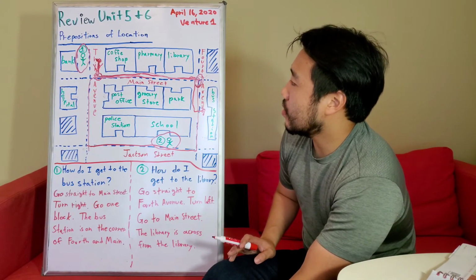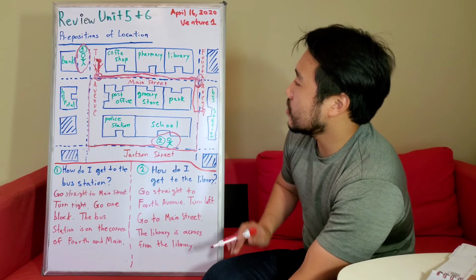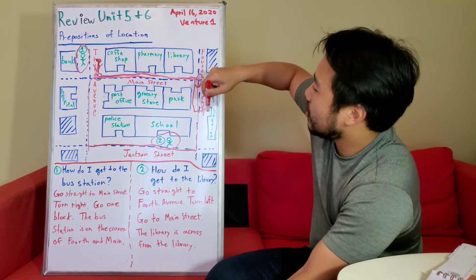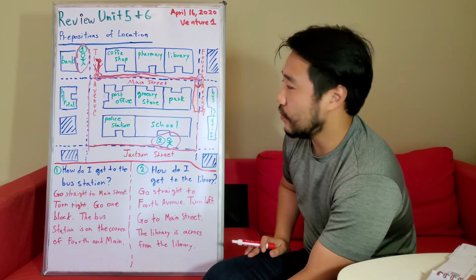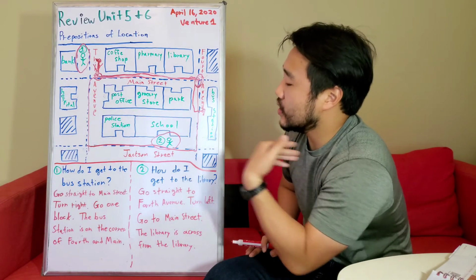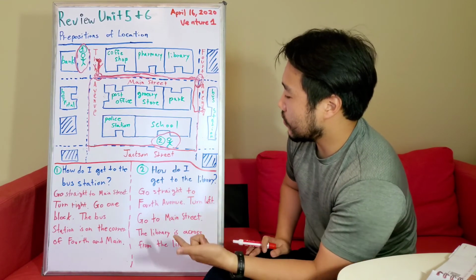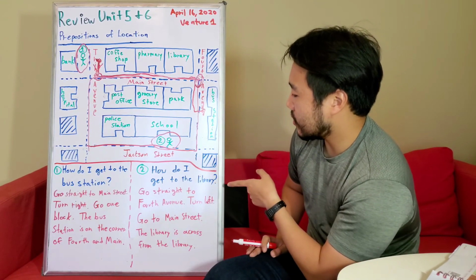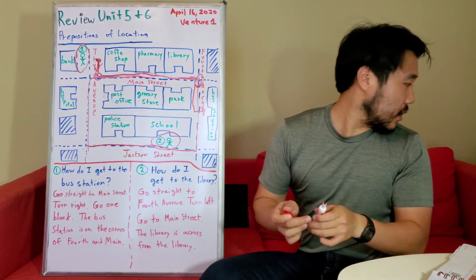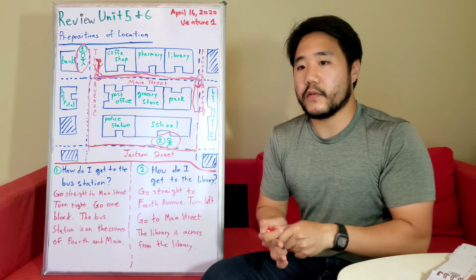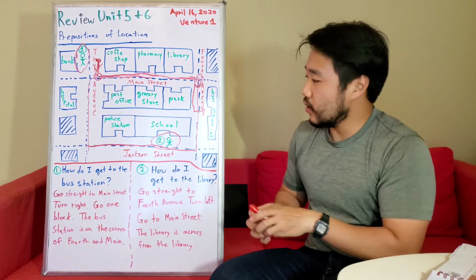I mean, there are many ways to do this. You don't have to go this way. You can go this way. There are many ways, but that's one way I would give a direction. So for number 2, how do I get to the library from here? So let me get a different one. No, I'm just going to use it.